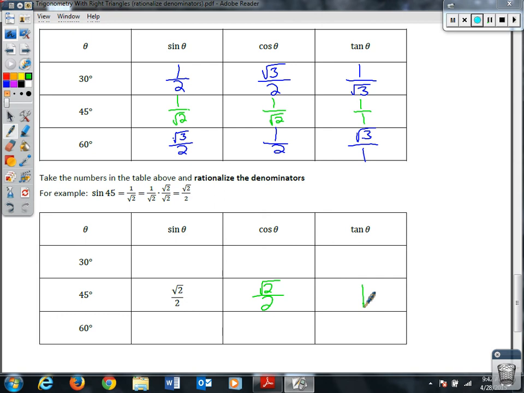Then if we look at the cosine of 60, it's also a number that has no square roots in it, so we'll just call it 1/2. Square root of 3 over 2 for the cosine of 30 already has a square root in the numerator and not the denominator, so we're good there. But the tangent of 30, that's 1 over the square root of 3. So we need to fix that. Let's multiply top and bottom by the square root of 3. And if we do that, then on the top we get square root of 3, and on the bottom we get 3.